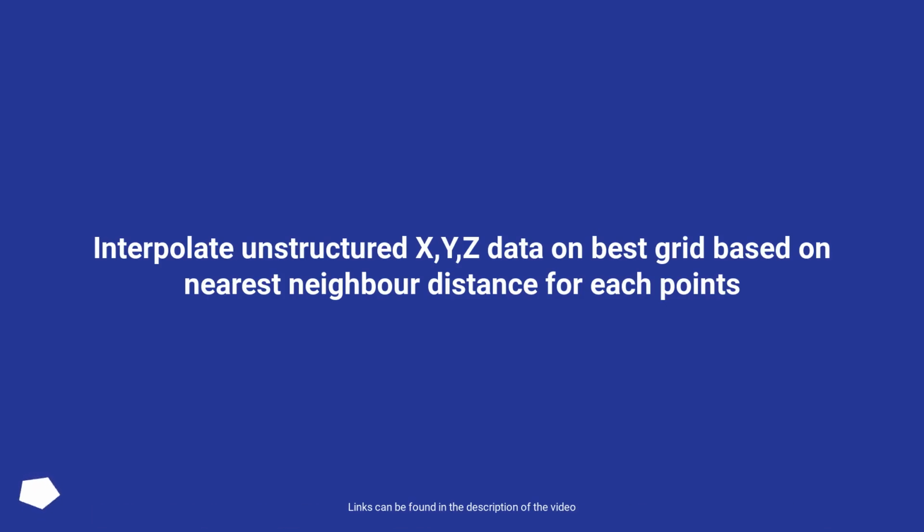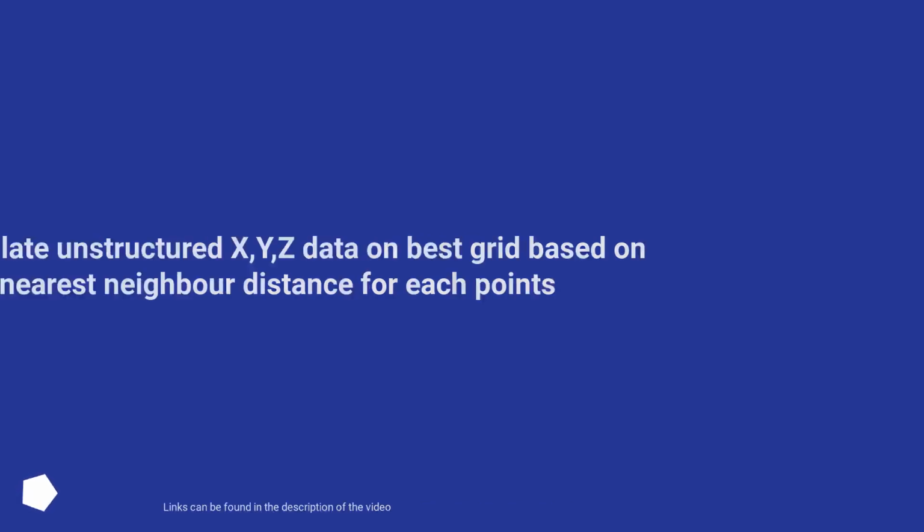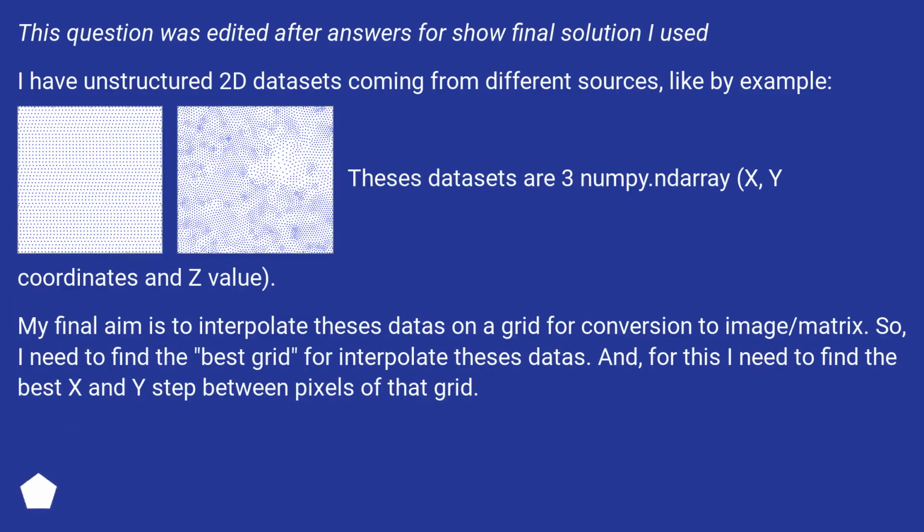Interpolate unstructured x, y, z data on best grid based on nearest neighbor distance for each point. This question was edited after answers, to show the final solution I used.